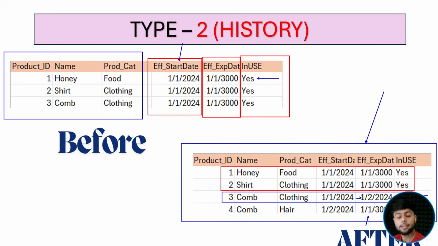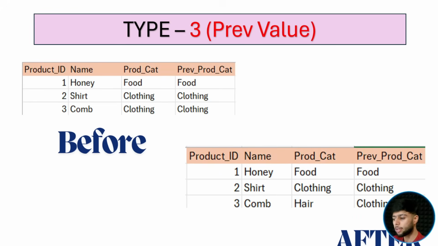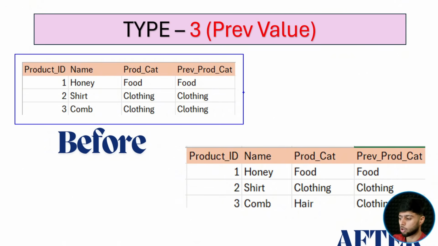Okay, make sense? Very good. Now let's see type 3. Type 3 will not track all your history, but it will just track your previous record. That's it. As you can see, this is our previous picture of the dimension.